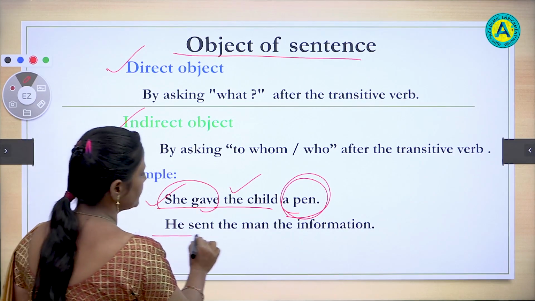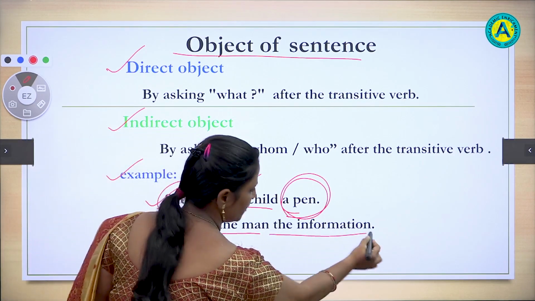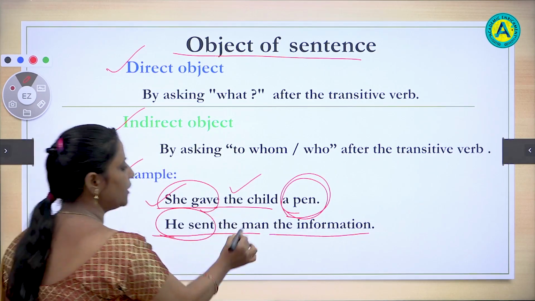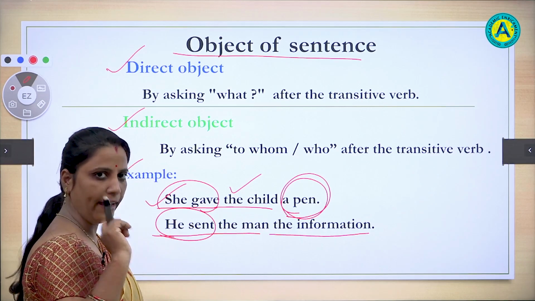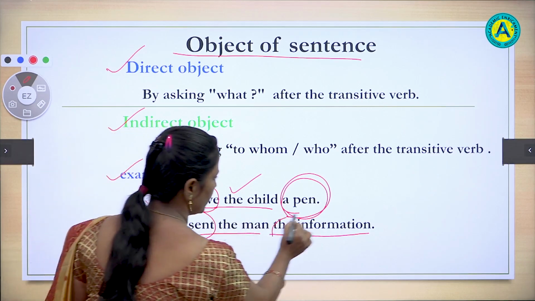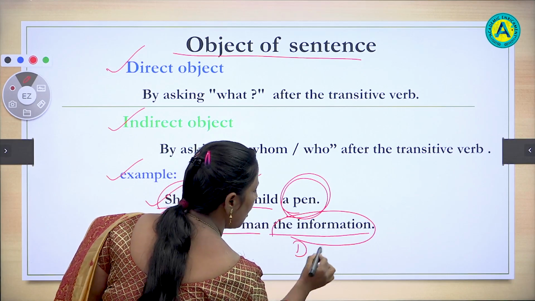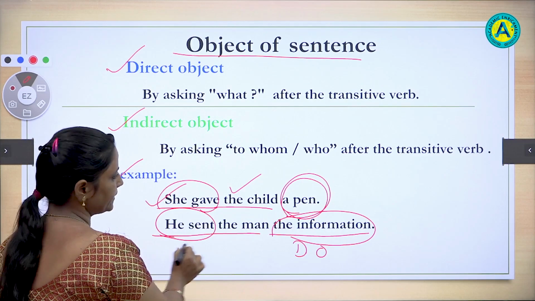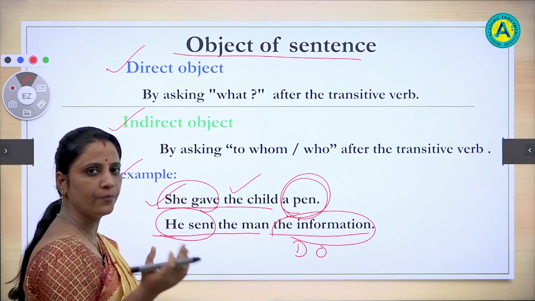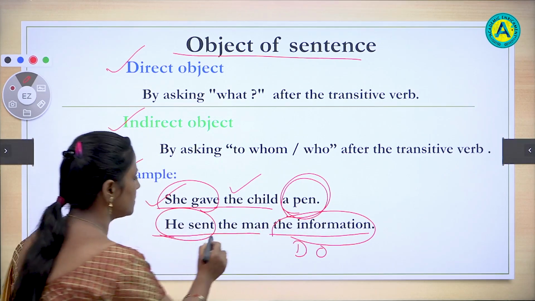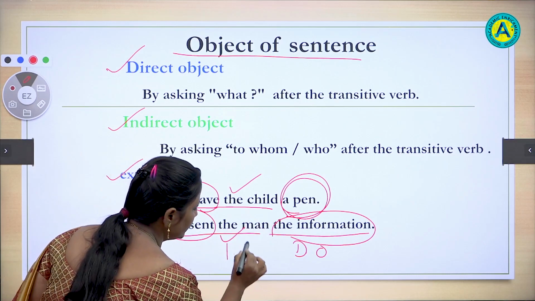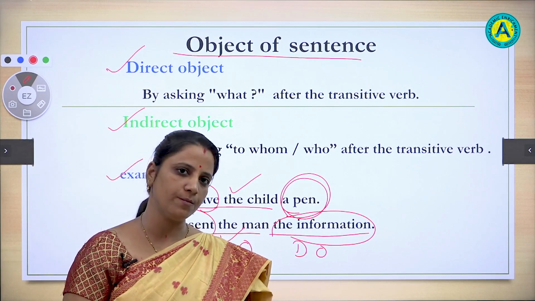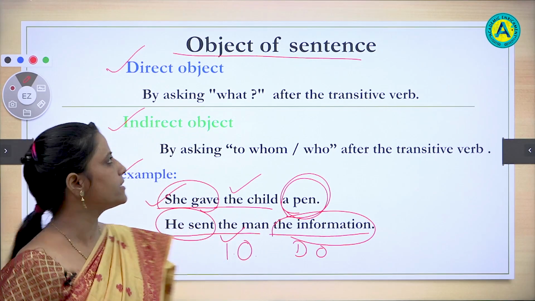Here also, he sent the man the information. Here we can ask a question. He sent the man what? Yes, the answer is the information. So it is the direct object. And we can also ask a question. He sent the information to whom? Yes, students, the answer is the man. So it is the indirect object. In this way, we can find out the indirect object and direct object in a sentence.